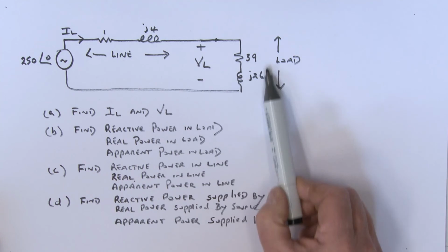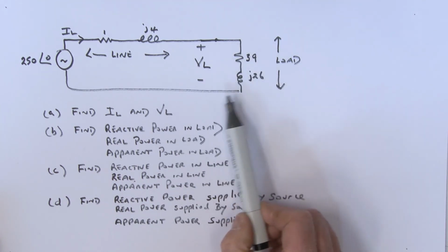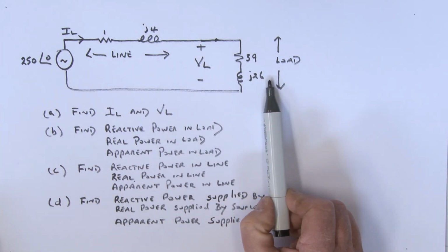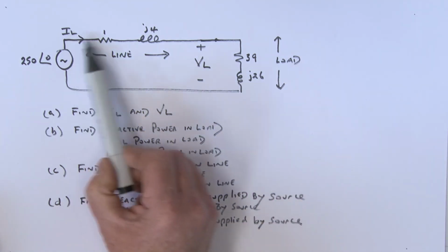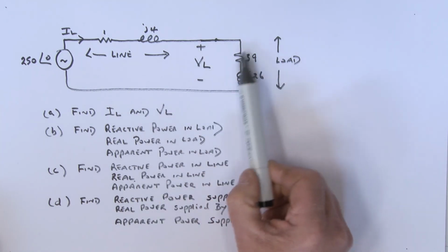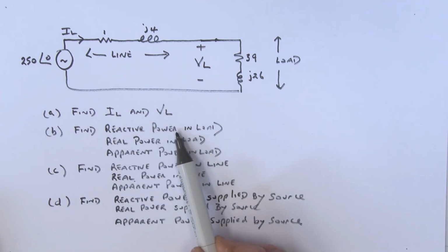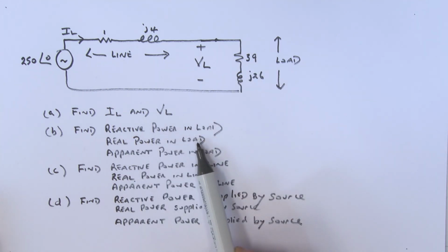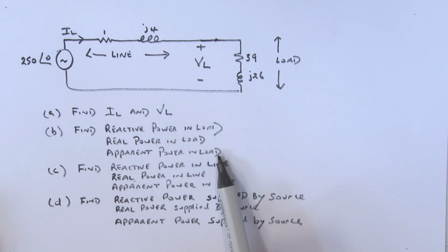Then we have our load over here. This is our load impedance, which has a real part, 39 ohms, and then we have our reactive part being j26. What I'd like you to do, all right, is find the current IL in this circuit. I'd also like you to find that voltage VL that's across the load. Then find the reactive power in the load, the real power in the load, and then the apparent power in the load.